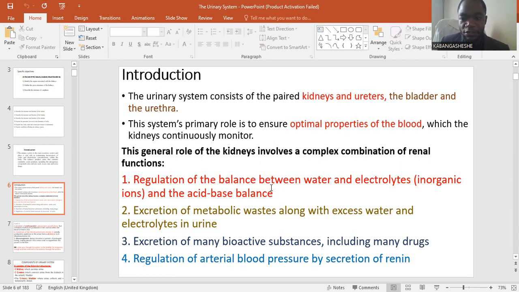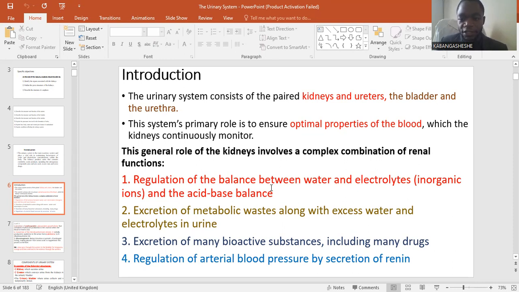The next is excretion of waste. The human body performs so many metabolic functions, and therefore waste accumulates in interstitial fluid, interstitial spaces, which is now eliminated by the kidneys. So that is the function of excretion.